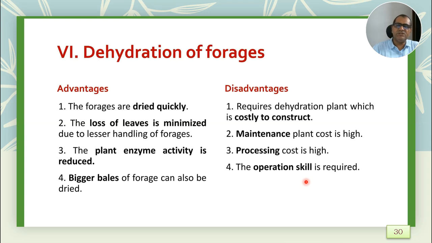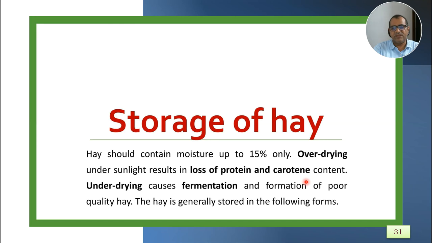Whereas the disadvantages of the dehydration of forages are that it requires a dehydration plant, which is costly to construct. So the maintenance of the plant is also very costly. Processing cost is very high, and operation skill is very much required compared to any other methods.